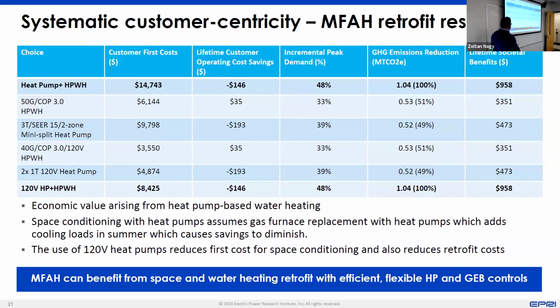The economic value arising from these heat pumps and heat pump water heaters and space conditioners could be used in this community. So this community is ripe for making that sort of investment, right?